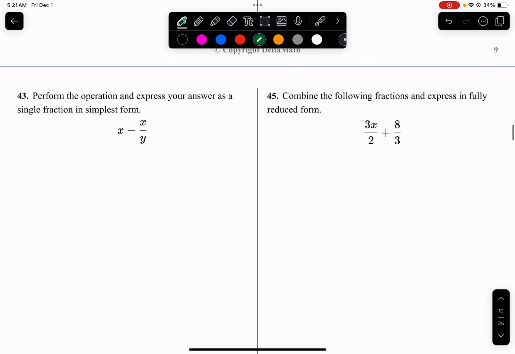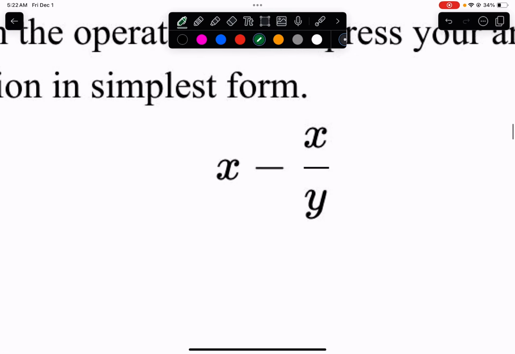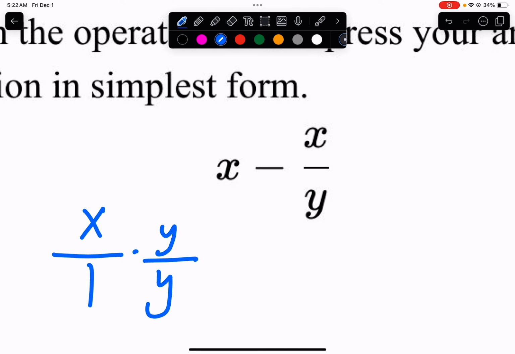All right. Let's try this one. My second fraction here has a y in the denominator. So my first fraction also needs a y in the denominator. It isn't a fraction to begin with, so we're going to put a 1 underneath it, and we're going to multiply it by y over y.